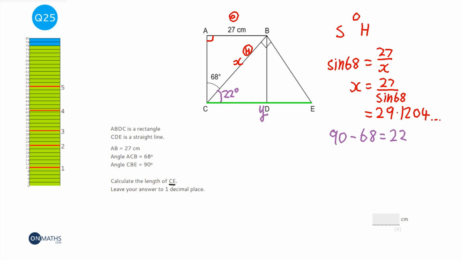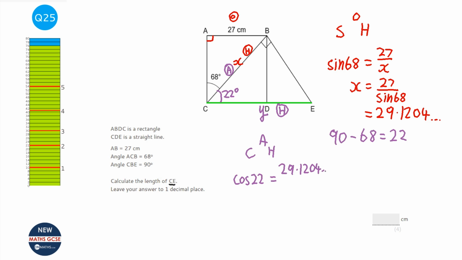I'm going to call CE y, and so what have I got? I've got the adjacent here. So this is now the adjacent, and I've got the hypotenuse because this is opposite the right angle. So this time I'm going to be using cos, so it's CAH. So cos 22 equals my 29.1204 blah blah blah over y.